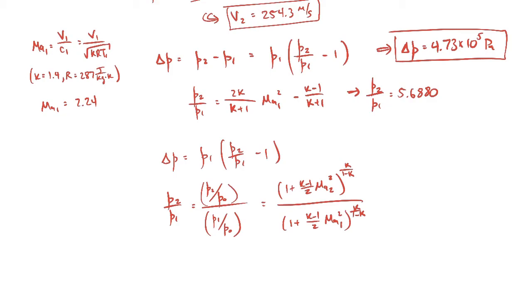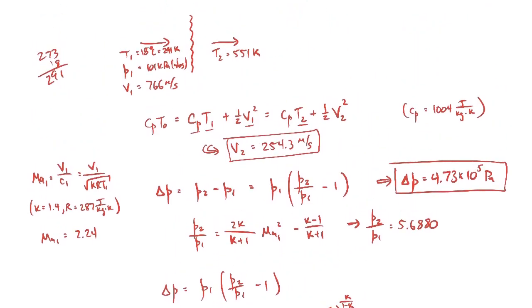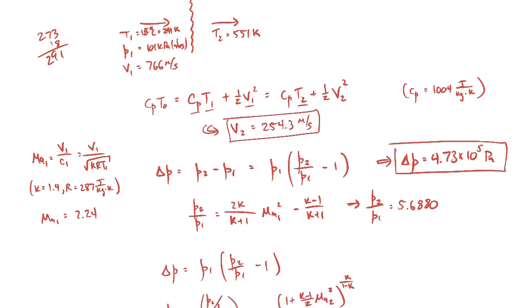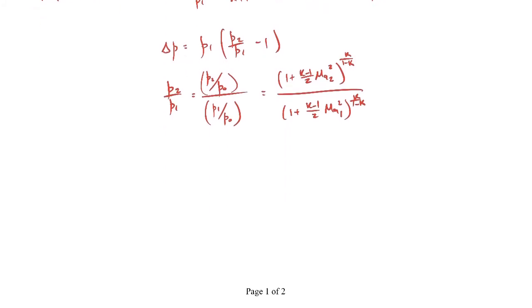The way that we can find that Mach number is, since we have the temperature downstream and the velocity downstream, we can go ahead and use that to find the Mach number downstream. So Mach number 2 is V2 over speed of sound 2, which is V2 over the square root of kR T2. And so we'll get then the Mach number 2 comes out to be 0.54.